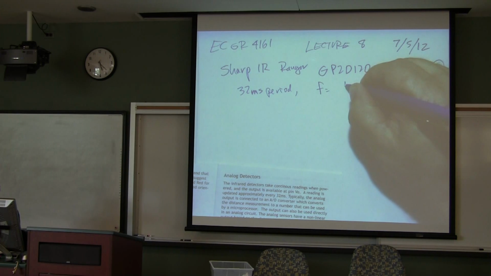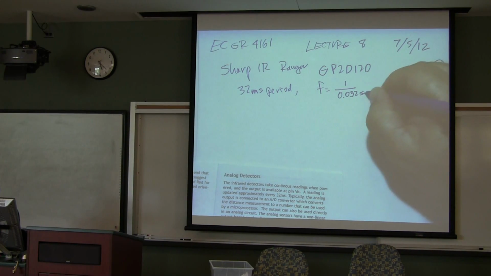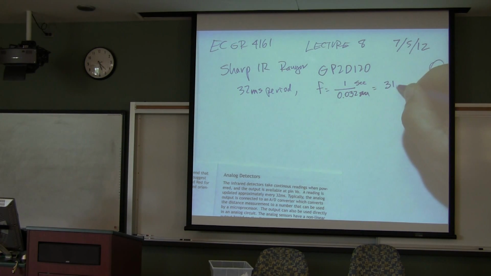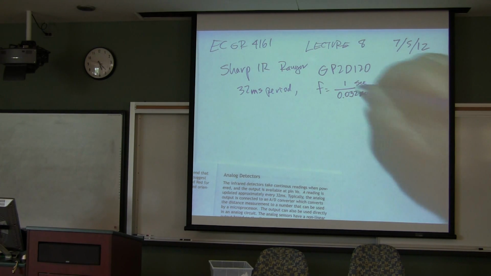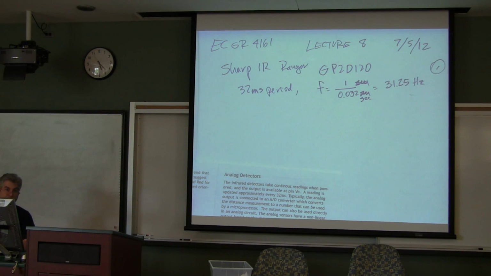Frequency is equal to 1 over 0.032 seconds, which is equal to 31.25 hertz. 31.25 you said, yeah. Okay? It is seconds at the bottom. And that is the definition of hertz. So you can only measure it every 31.25 hertz.